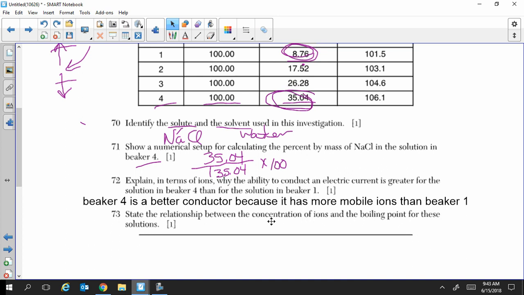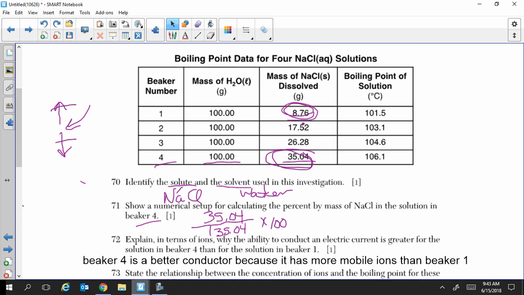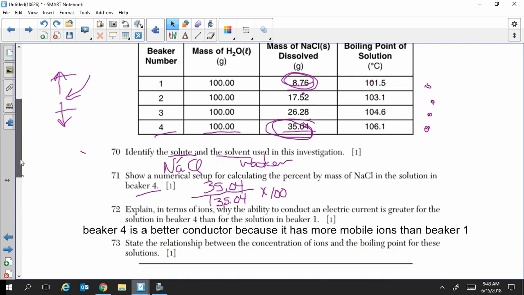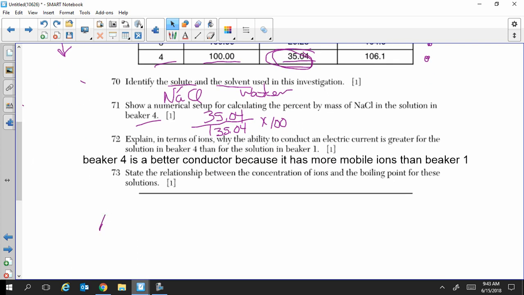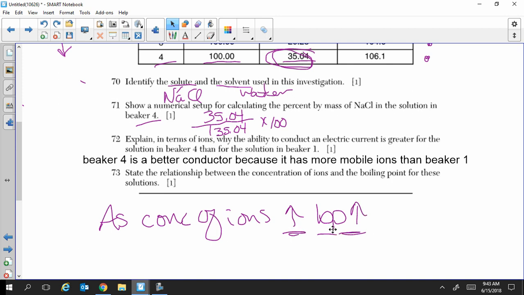All right, state the relationship between the concentration of ions and the boiling point for these solutions. So up here, I see that this one's boiling point went to 101.5, and this one went to 103, 104, 106. So the more solute that you add, the greater the boiling point. So the relationship is as the concentration of ions increases, the boiling point increases. And again, I would write out increases and I would write out boiling point, I would write out concentration, but since I'm just going over it with you, I'm not going to. All right.